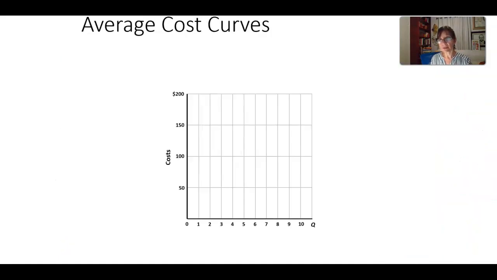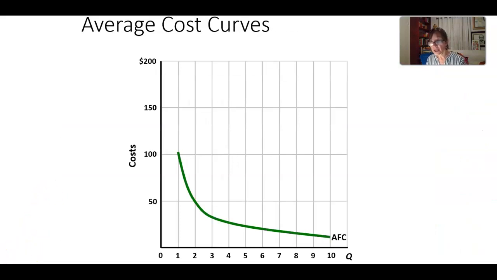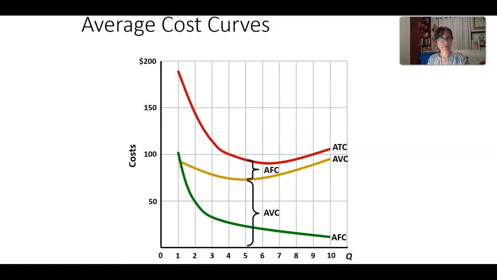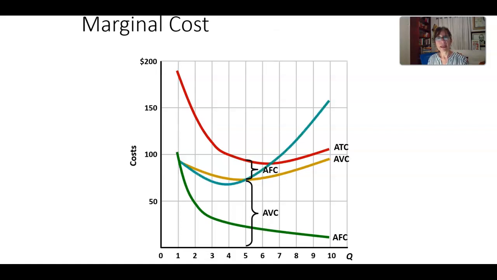So we're going to graph it out. There's our average fixed cost curve, our average variable cost curve, our average total cost curve, and our marginal cost curve. Now, important things to note: the marginal cost curve intersects the average variable cost curve. Hold on, let me get my little pointer up here. At the lowest point, average variable cost and marginal cost intersect here, and marginal cost intersects the average total cost at its lowest point.